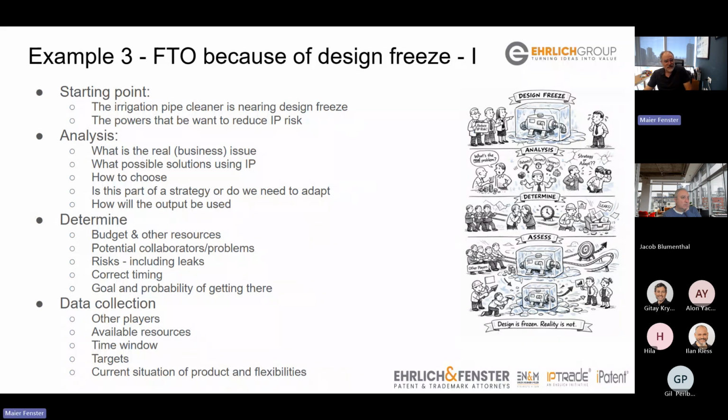In any case, there's a lot of other data to collect. Who are the other players? What resources do you have? Not what do you need? What is your time window? And what is the product? Okay, if we're doing freedom to operate, we're not yet at design freeze, and even after design freeze, some things can be changed. So we have to know where they are.